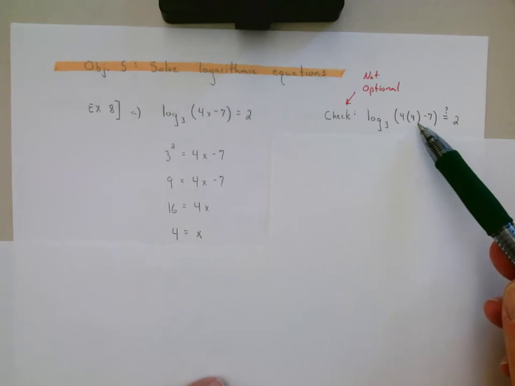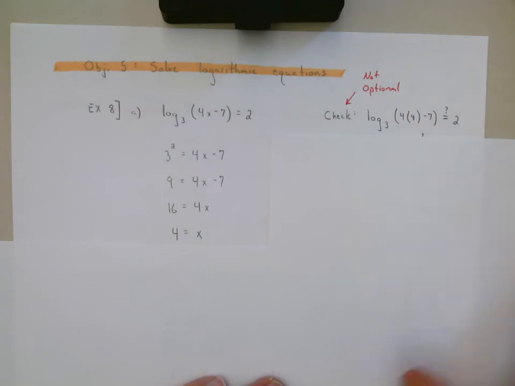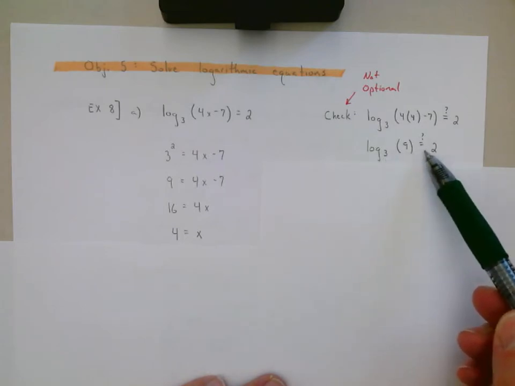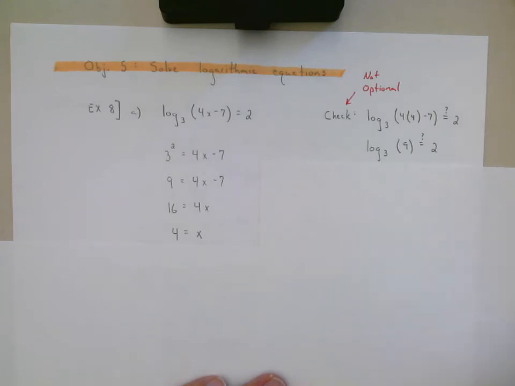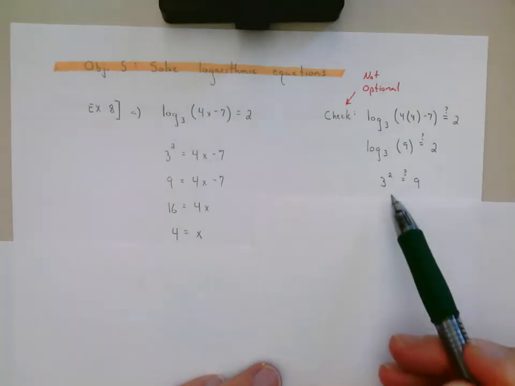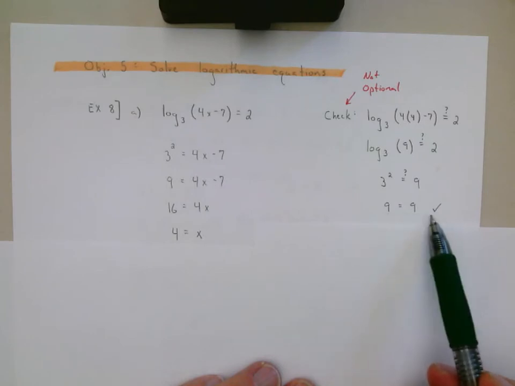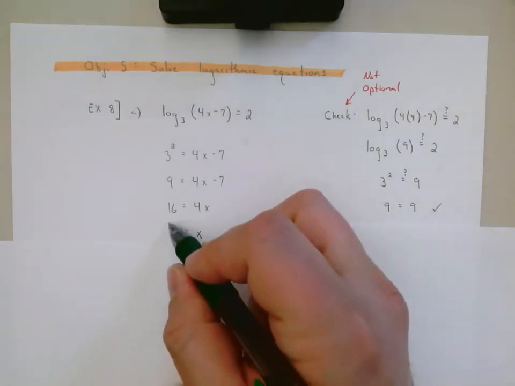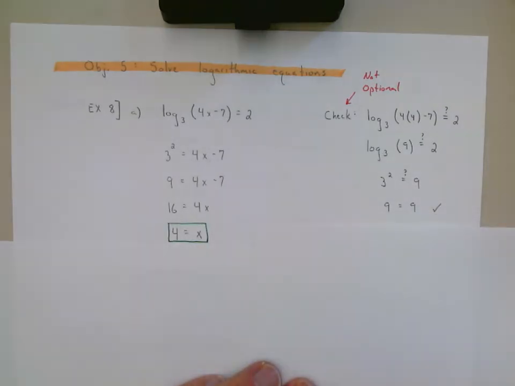If I substitute my value 4 in place of x and begin to simplify this, 4 times 4 subtract 7 gives me an argument of 9. So I'm asking, is log base 3 of 9 equal to 2? Using my definition, yet again, to rewrite this, asks if 3 squared is equal to 9. And of course we know that yes, 9 is equal to 9, and this checks out. So I can highlight my solution, but only after checking.